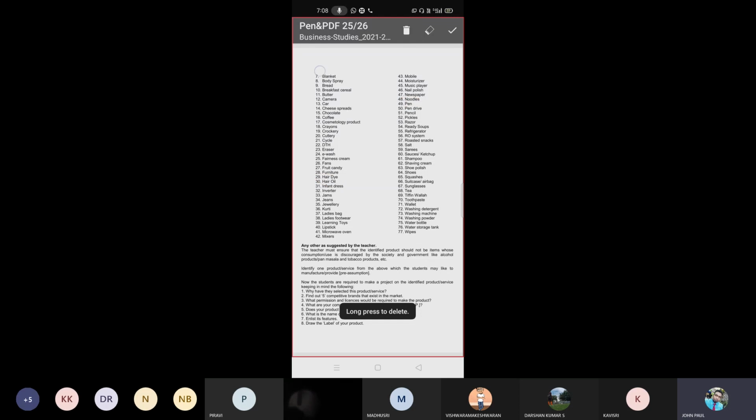We need to do a complete study about the product. For example, if you take lipstick, we need to do the study of lipstick from A to Z. Why did you select this product? Name 5 competitive brands. If you take a mobile phone, what are the 5 competitors? For example, Samsung, Apple, then OnePlus, Vivo. So we can take 5 competitors.